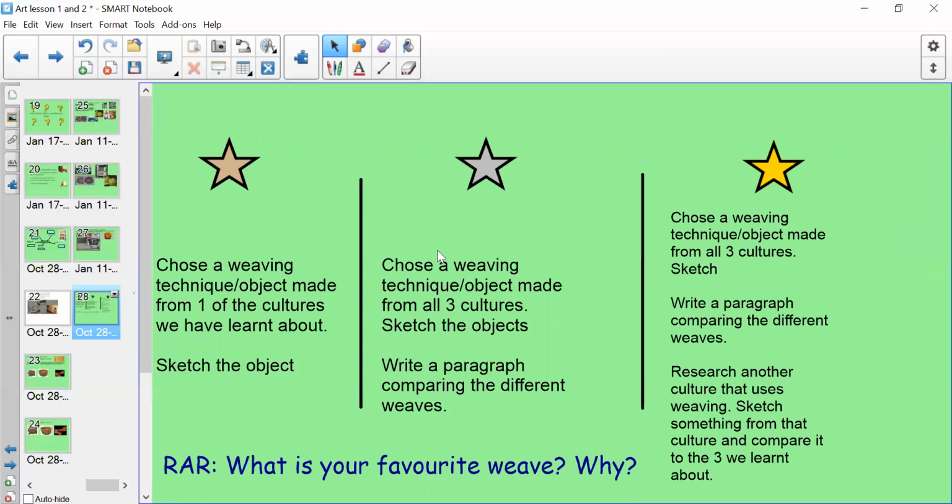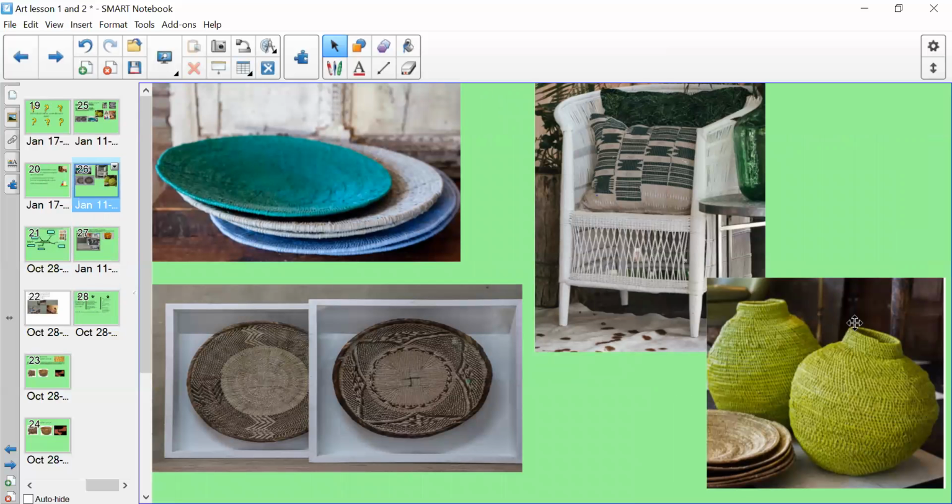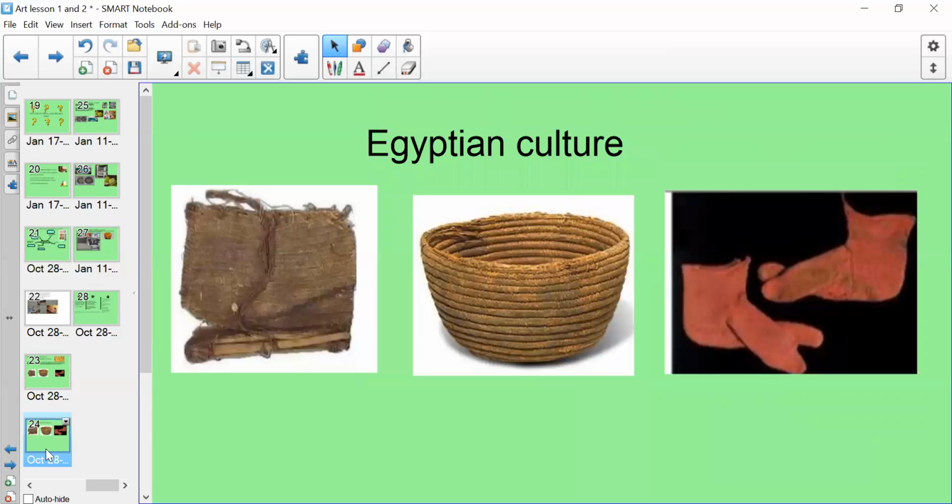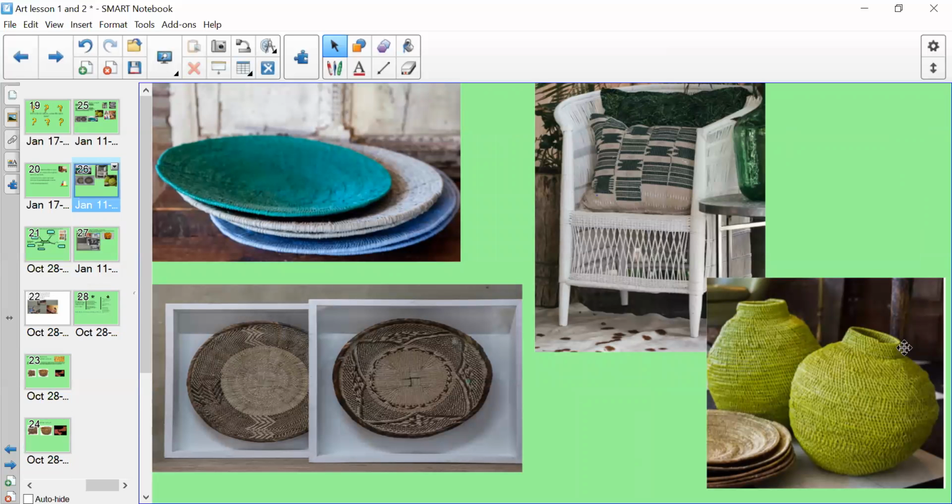If you choose silver, you choose a weaving technique or object made from all three cultures. So you'll choose one from the African, one from the Greek, and one from the Egyptian. And then you're going to write a small paragraph to compare the different weaves. So when you're comparing them, you could look at the size. So for example, this one is rounded. It's a basket, and maybe you'd look at the Egyptian one, and you can see that this basket is also round, but it's got a more open top than the African one, which is a closed top in this case. You can also look at the colors when you're comparing it as well. There's lots of different things you can write about.